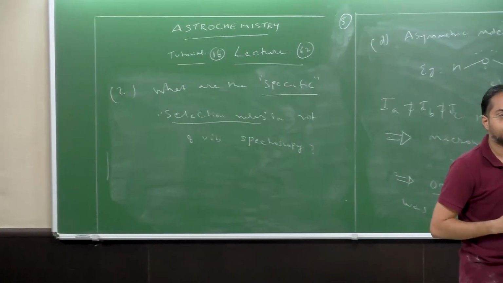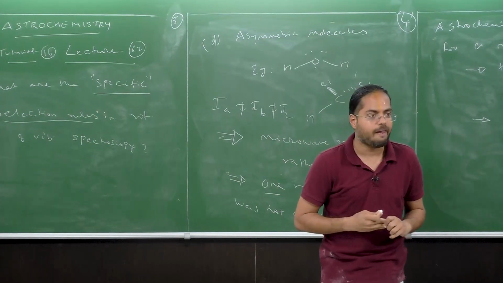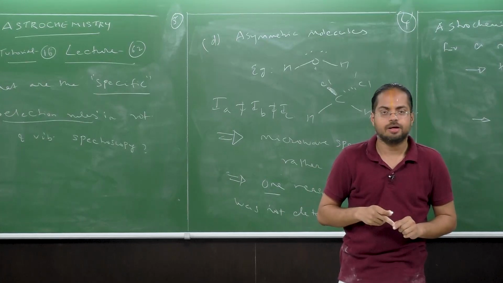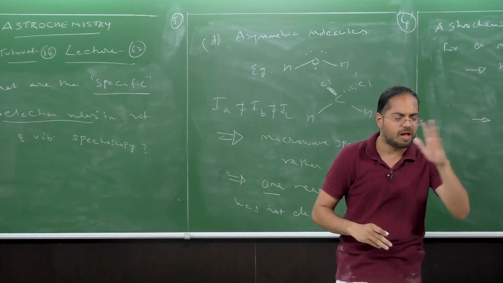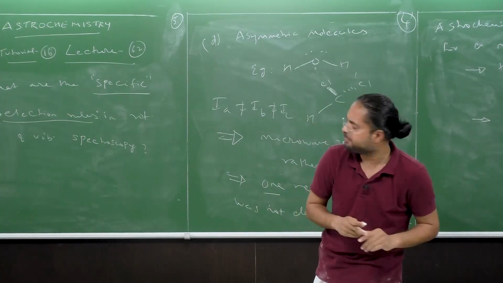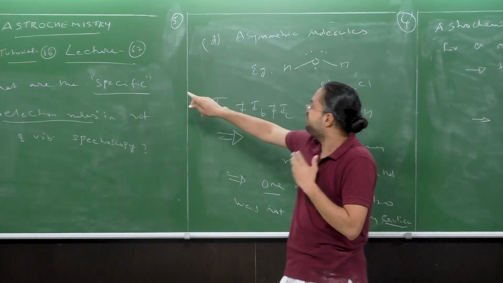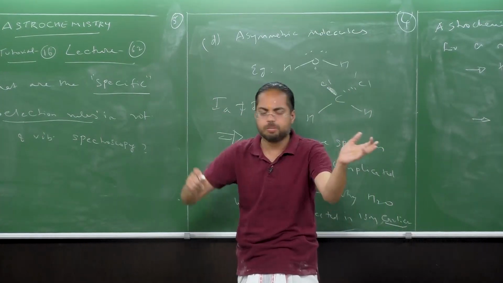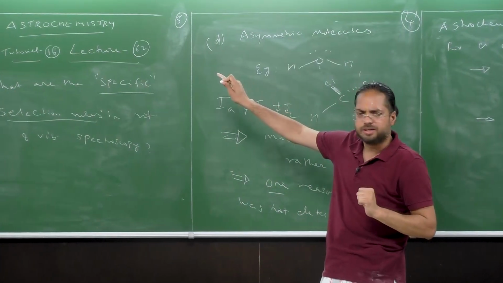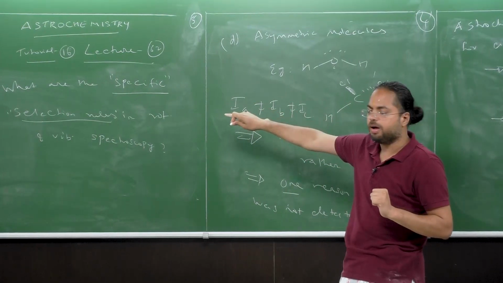When did we discuss this? When I was talking to you about the transition moment integral, the mu fi. We had spent at least 1 or 1.5 classes explaining the significance of it, although we never computed it. I think this was around lecture 45 or 46. You may please go back and look up the exact number. In those lectures, I was telling you about the significance of selection rules.